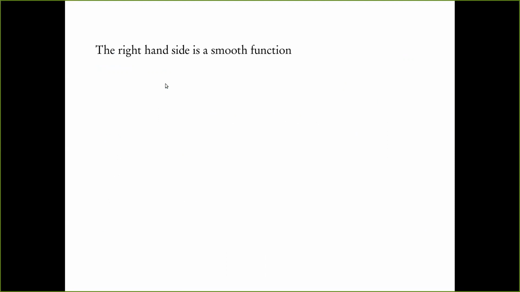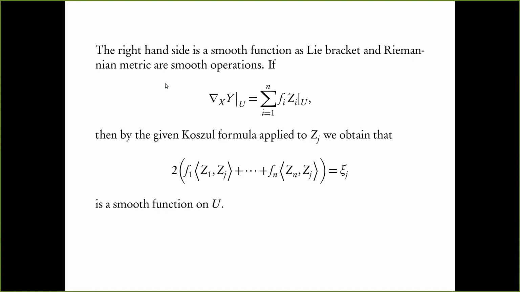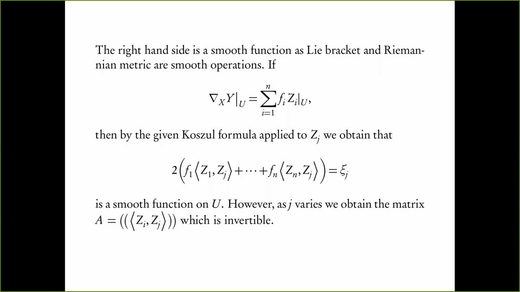And this is a sum. Remember, this xij is a smooth function because the xij on the right-hand side is given by 6 terms, each of them smooth. It's a smooth function on U, and now as j varies, we obtain the matrix. So remember, this is saying that you have the functions f1, f2, fn, and these are the entries of the matrix: inner product z1, zj up to zn, zj. But this matrix is invertible because the zi form a basis.